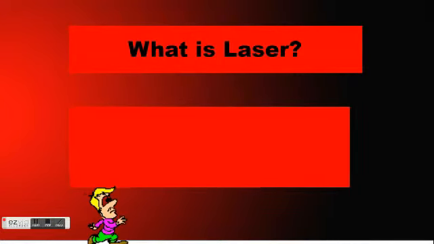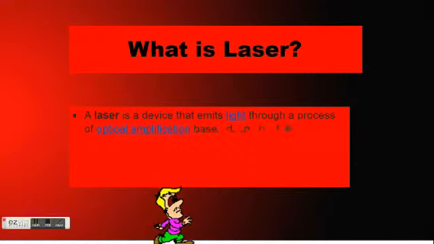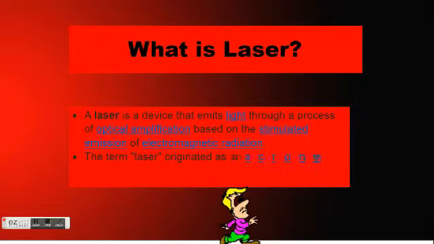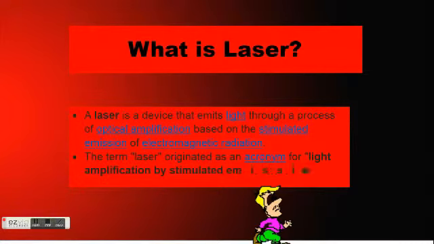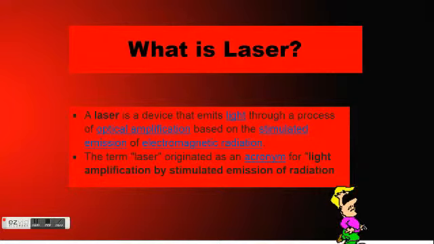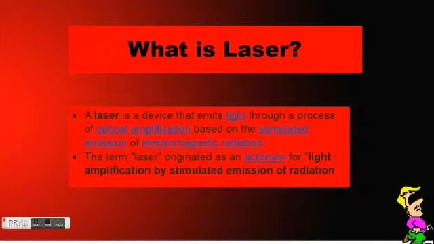What is a laser? A laser is a device that emits light through a process of optical amplification based on the stimulated emission of electromagnetic radiation. The term laser originated as an acronym for light amplification by stimulated emission of radiation.